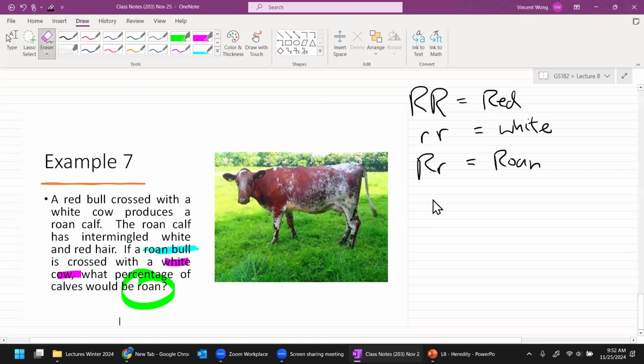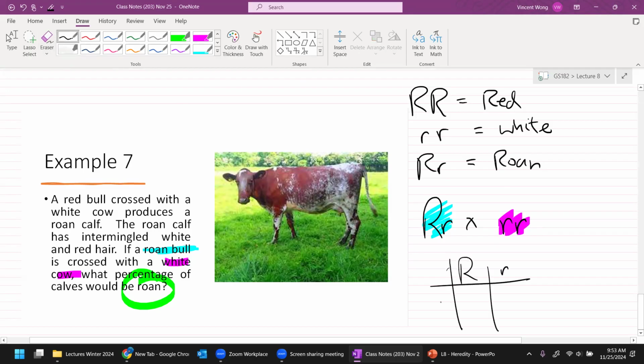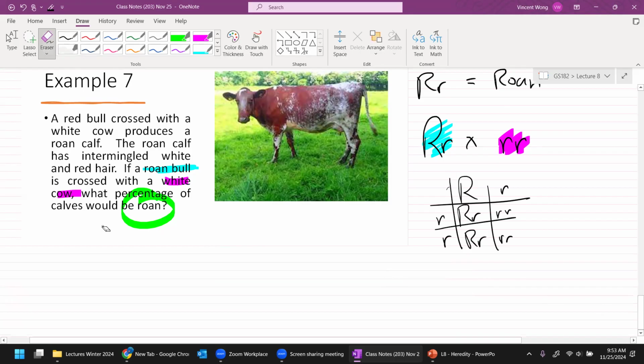Okay, roan bull. Roan bull is big R, small r, right? And what about the white cow? Small r is the white cow, all right? And you're going to breed these. I'm just going to do it quickly now because you should know how to do the Punnett square. What percent is roan? 50% big R, small r, roan. Done. This is the end of everything that will be on the quiz.